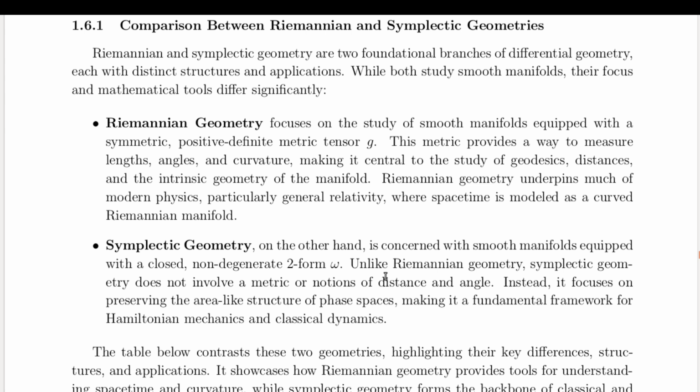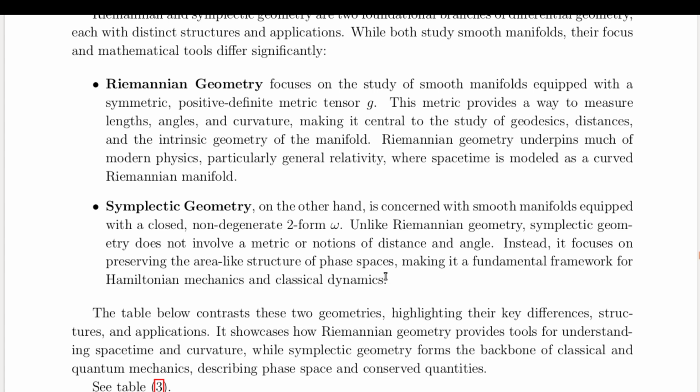Comparison between Riemannian and symplectic geometries. Geometry provides the foundation for understanding the universe, from the structure of spacetime to the dynamics of physical systems. Two fundamental frameworks, Riemannian and symplectic geometries, offer distinct but complementary tools. Riemannian geometry, through its metric structure, measures distances, angles, and curvature, making it central to general relativity. Symplectic geometry, meanwhile, preserves areas in phase space, encoding the essence of classical and quantum mechanics.